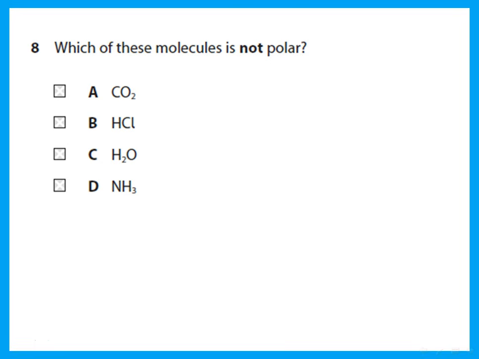Okay, which of these molecules is not polar? Remember, polar bonds are the ones in which one of the atoms is more electronegative than the other. A polar molecule is where the polarities do not cancel. So he's looking for which one is not polar. That means we're looking for which one the polarities cancel. So if we draw carbon dioxide, you should realize that carbon dioxide is a linear molecule. Oxygen is more electronegative than the carbon, so the polarities cancel each other. So actually this is the molecule that is not polar.